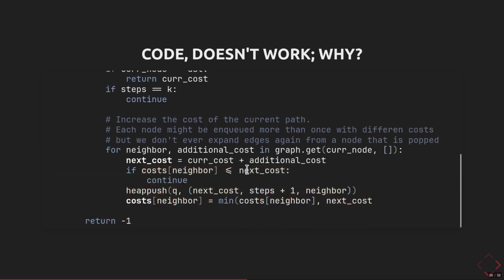So if I have already considered a cost to that neighbor that's less than or equal to this cost, I no longer consider it. But if I haven't, then I'm able to basically update my cost table and add that neighbor with the advanced steps and the advanced cost onto the queue. If I can't find anything, then I return -1.